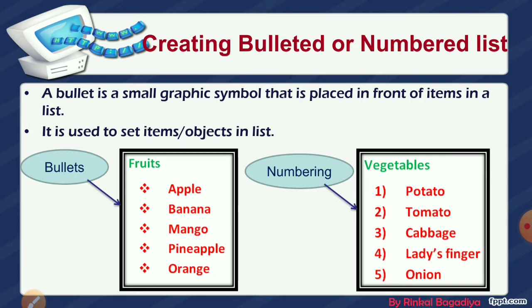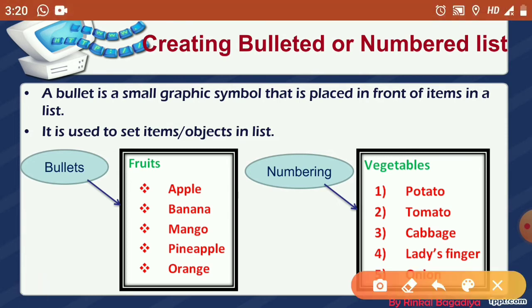A bullet is a small graphic symbol that is placed in front of items in a list. Like this, you can see a bullet. A bullet is a small graphical symbol, meaning one type of design that is placed in front of any item, before any item name, and it will make a list. It is used to set items or objects in a list. There are 2 types of list that Word provides us: bullet list and number list.